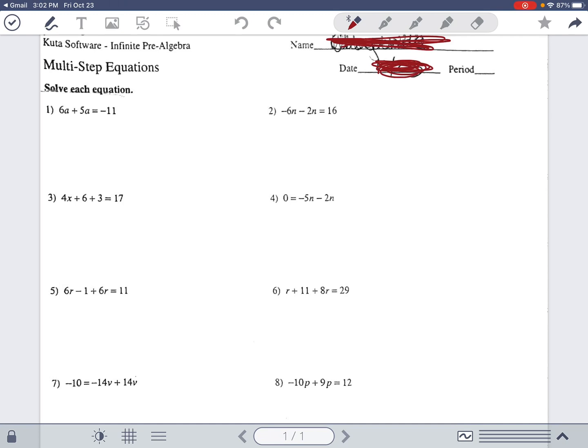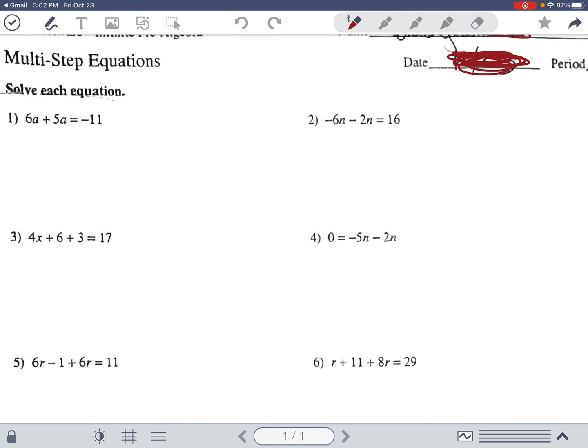For example, number 1. If we look at number 1, we clearly have an equation, and we have 6a's plus 5a's. These are like terms, so we can put the 6 plus 5 together for 11a. So that's our first step. Combine like terms in solving this equation.